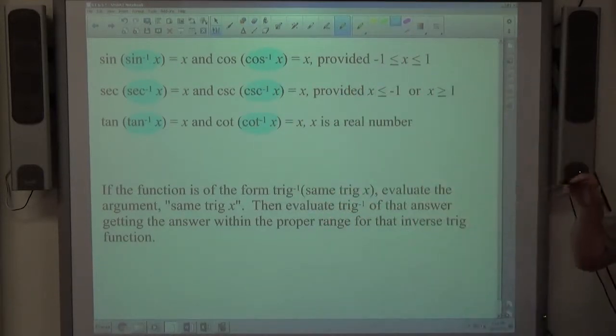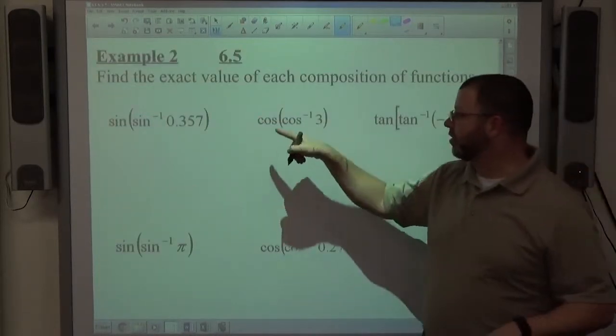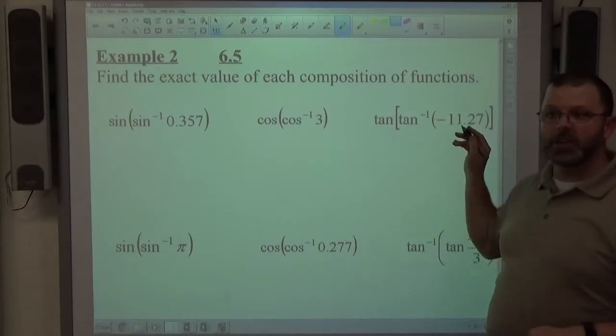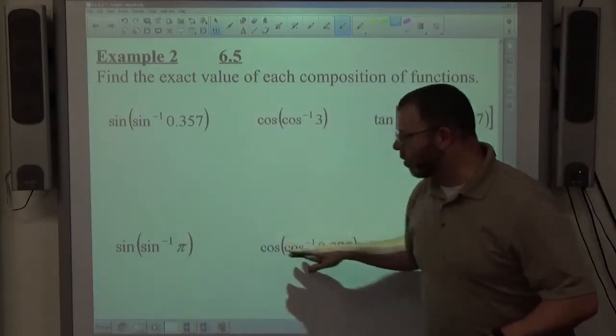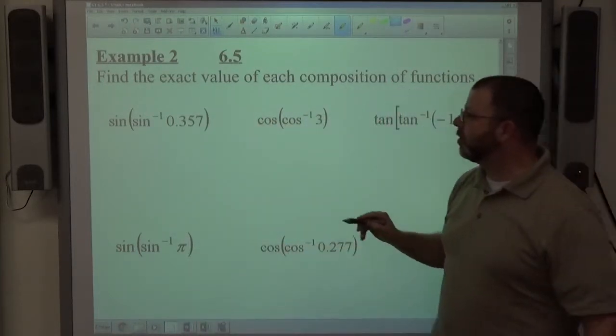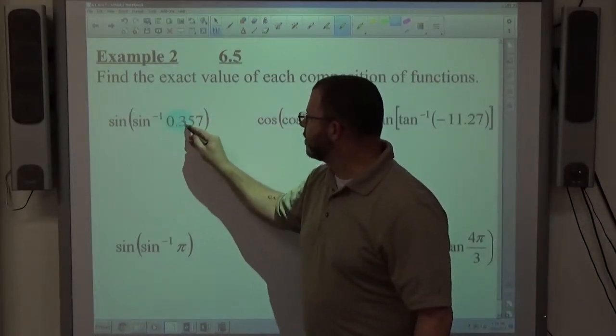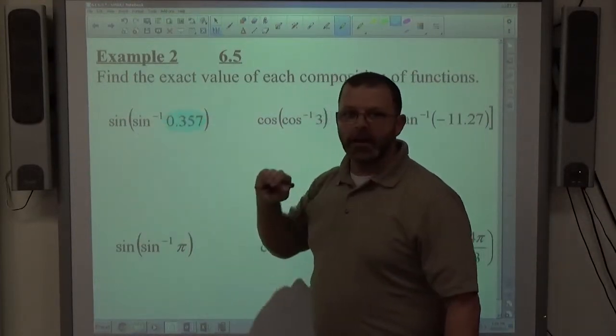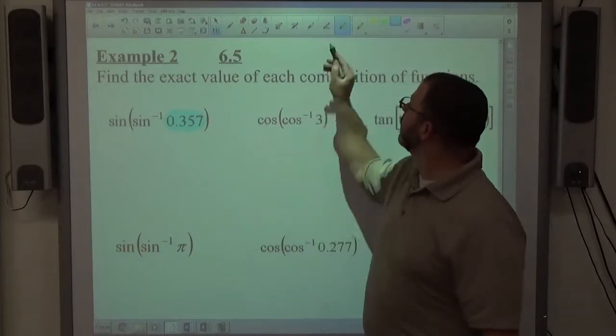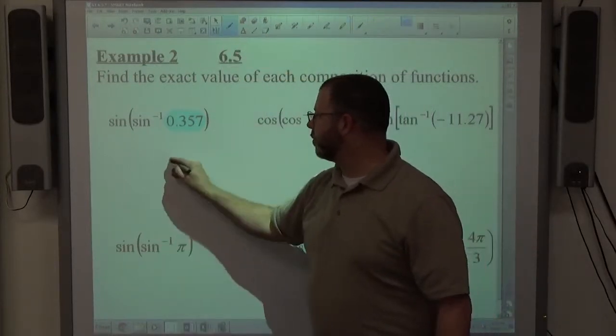And the first 5 examples from example 2, the first 5 problems, are all that type, where it's a regular trig function of an inverse trig function of x. All right? And they're the same. So sine inverse sine, cosine inverse cosine, tangent inverse tangent, and so on. So these 3 and these 2 are all like that. So basically all you have to do is ask yourself, does this fit into the domain of that? Is that between -1 and 1? Yes or no? Yes. Yes, so the answer is 0.357.